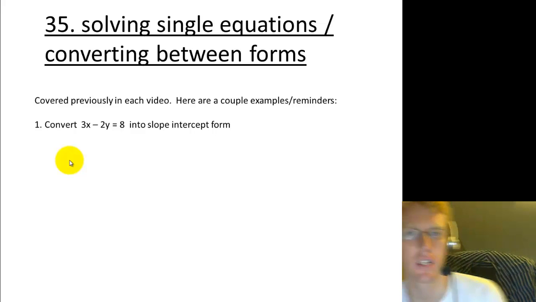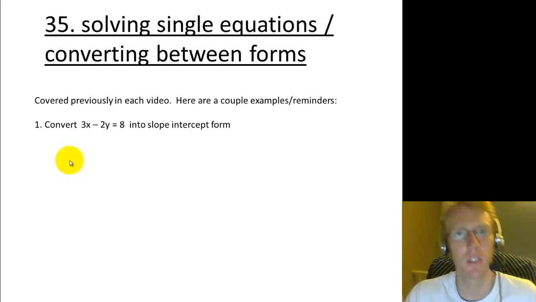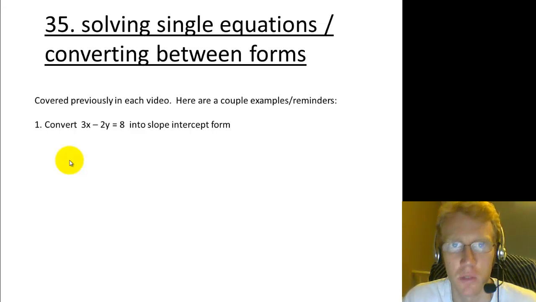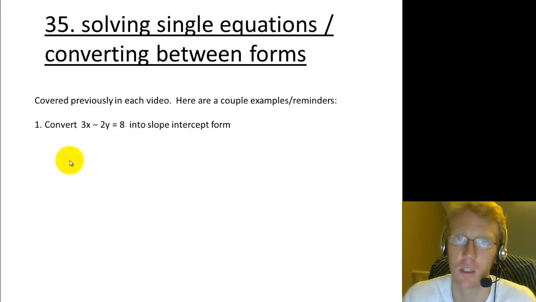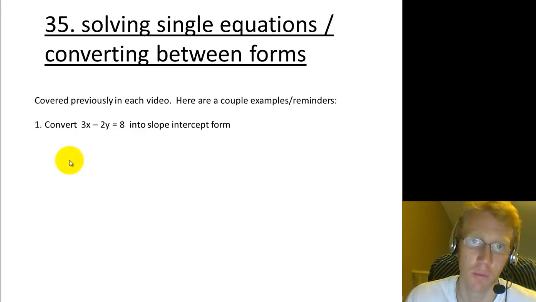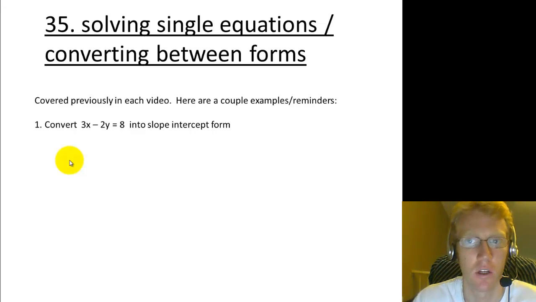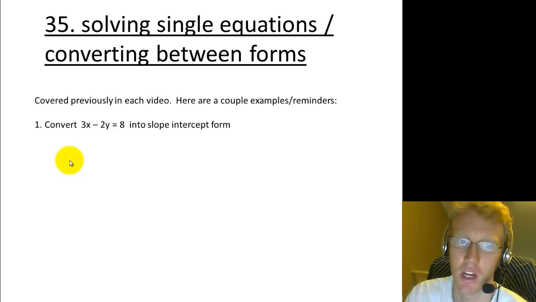Alrighty, let's take a second look at solving single equations and converting between the different forms. So we've learned about the three different forms: standard form, slope-intercept form, and point-slope form. And sometimes you're given one form, but it's more useful to have it in a different form. Either you're just asked to convert it, or you're trying to find out some piece of information that's easier to get from that other form.